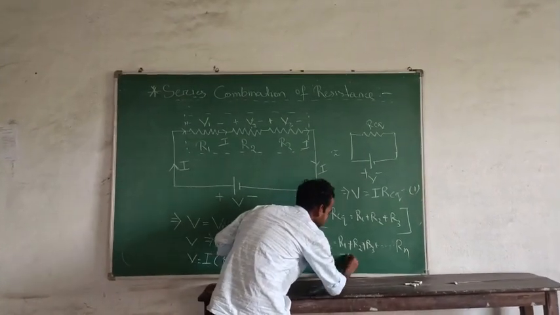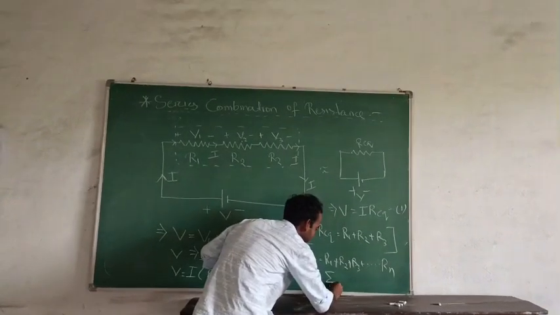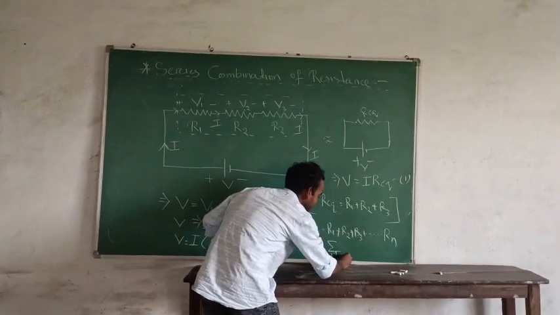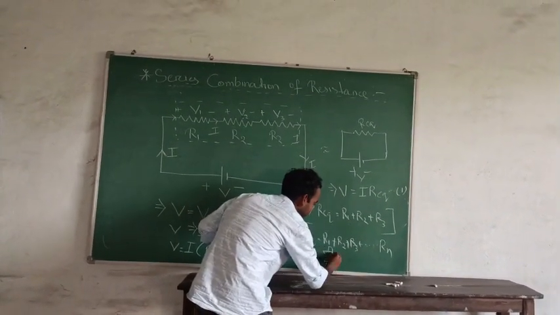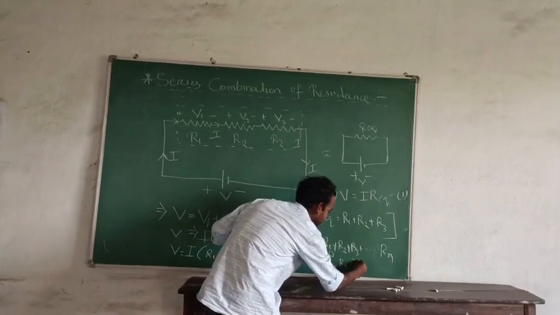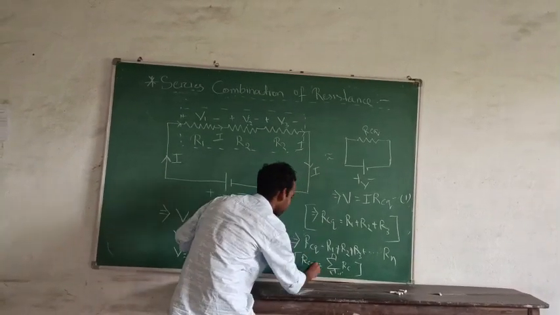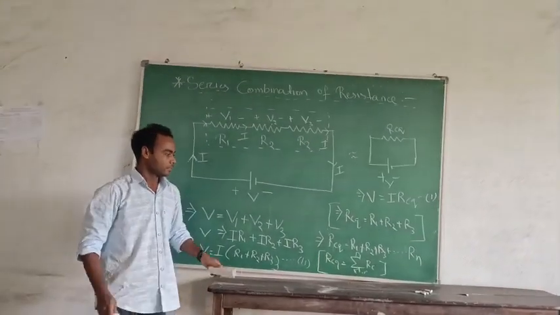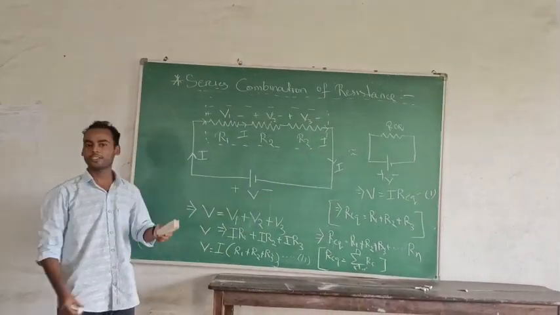Another equation: sigma i from 1 to n, R equivalent equals the sum of Ri. So this is the series combination of resistance.